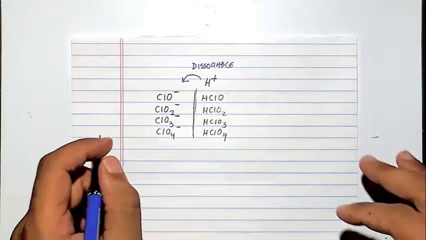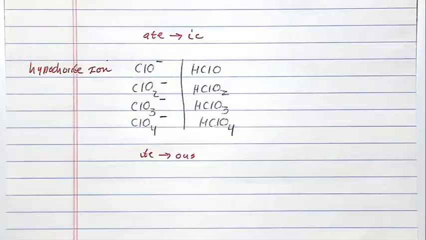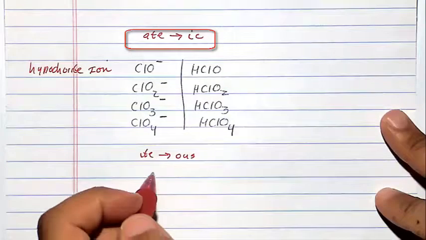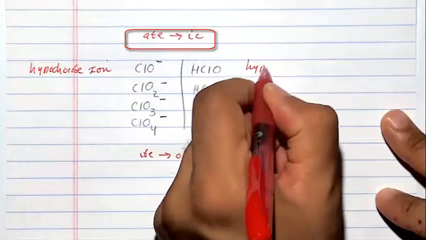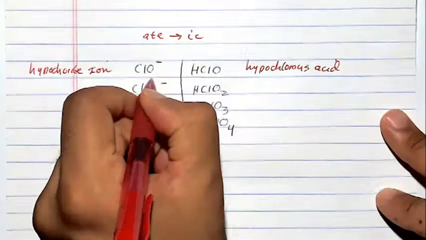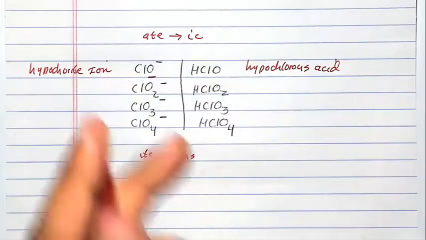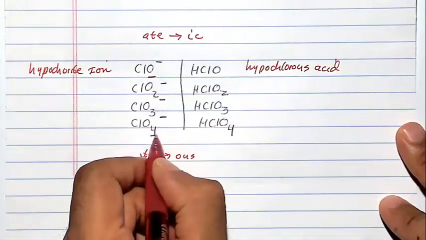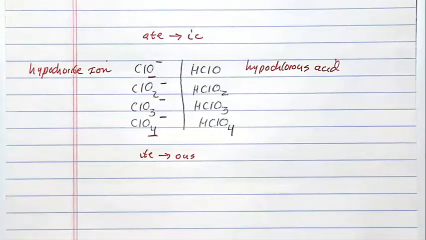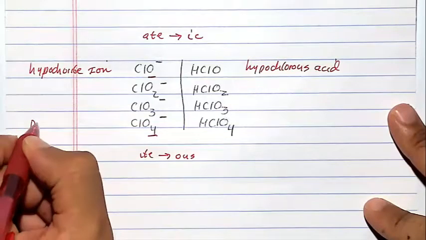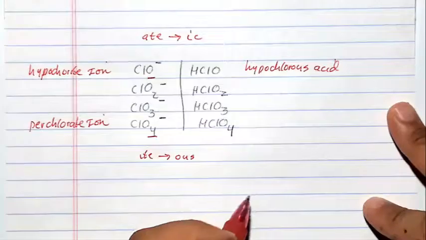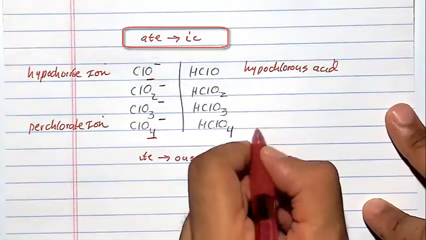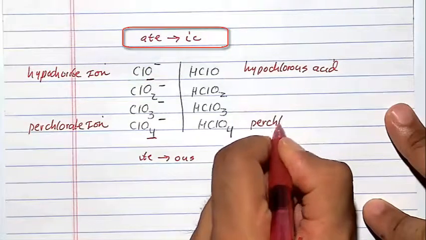How do we name these? The hypochlorite ion, when it picks up a proton, ite goes to ous, so this is hypochlorous acid. The polyatomic ion with the least amount of oxygen is hypo, and the polyatomic ion with the most amount of oxygen is per. So this would be the perchlorate ion. Ate goes to ic, so when it picks up that proton, it becomes perchloric acid.